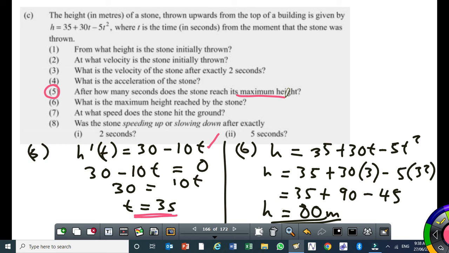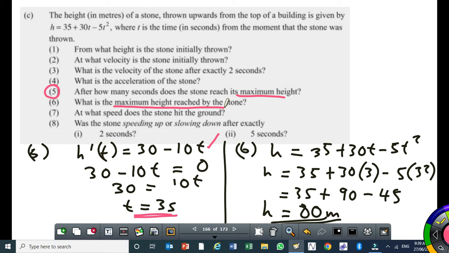So maximum height, you can get it when the gradient is 0. And the gradient of the height function is velocity. So you equate that to 0 and you solve. Then the next question says, what is the maximum height?